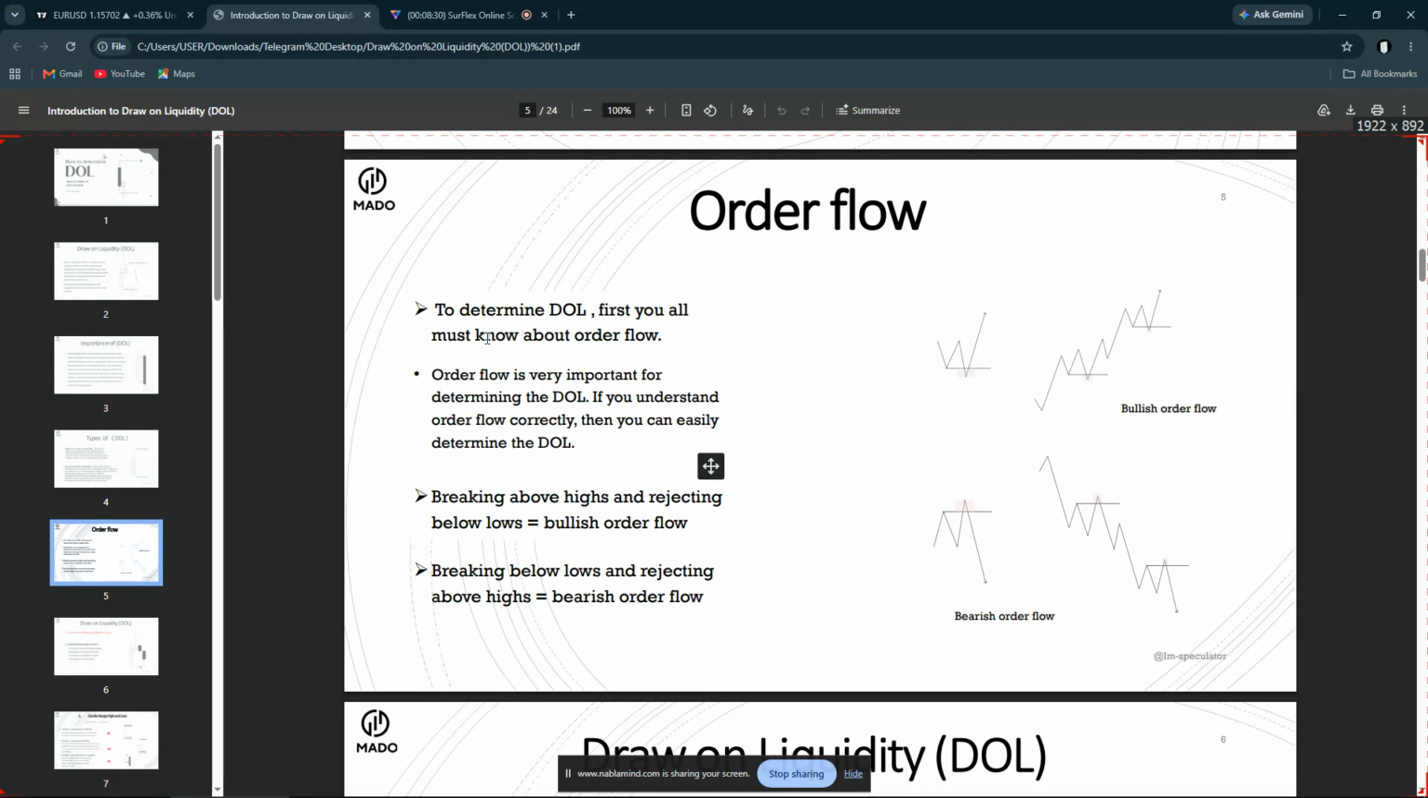Now, to determine draw on liquidity, you all must first understand order flow. Order flow is very important for determining the draw on liquidity. So if you understand order flow correctly, then you can easily determine the draw on liquidity. How to determine it is by breaking above highs and rejecting below lows. This is equal to bullish order flow, which tells us that price is in a bullish direction. And if price is breaking below lows and rejecting above highs, this tells us that price is in a bearish order flow.